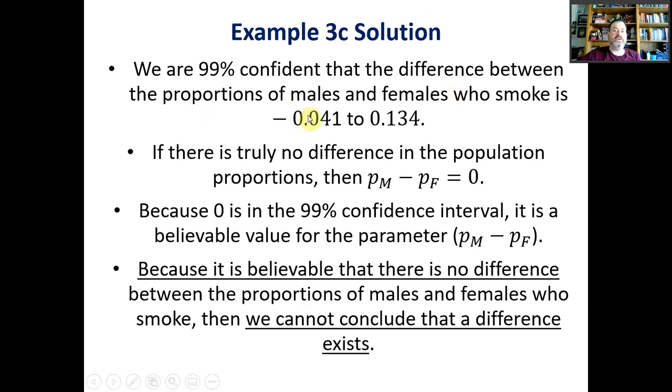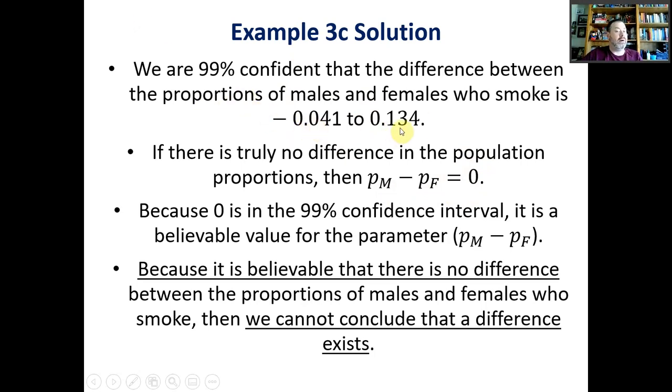You can either say, well, there's both negative and positive numbers in the interval, so it's reasonable that females smoke more and males smoke more, therefore I can't conclude anything. That's good. Or you could say, well, zero is in the interval, so it's reasonable that there's no difference. That's also fine. You will always get the same answer using either approach if the interval has negative and positive values.